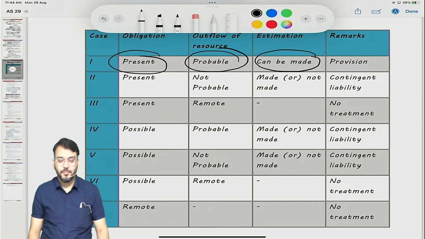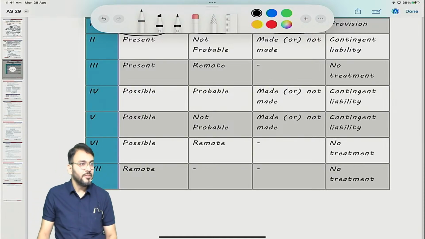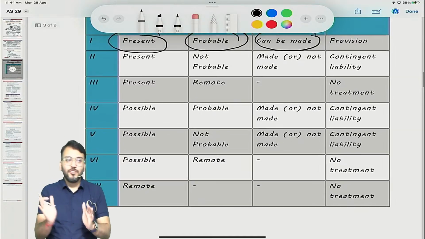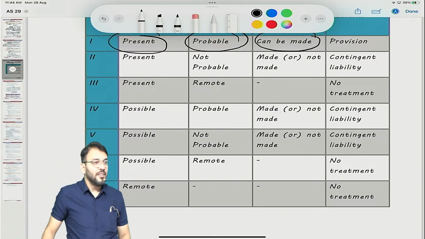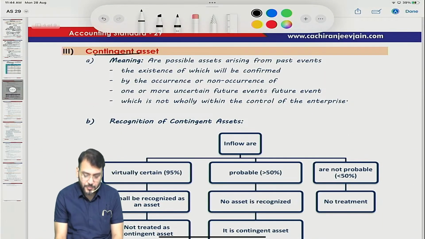Understood? I think the same treatment is given. Same treatment. So you have understood contingent liability also. You understood the difference between provision and contingent liability. Now we can move to contingent asset. Okay, contingent asset. Let us come to contingent asset.